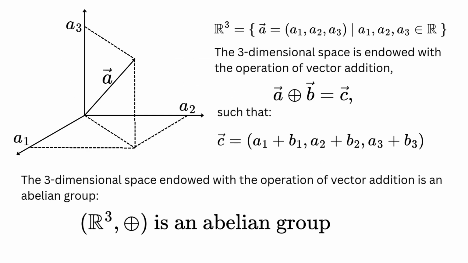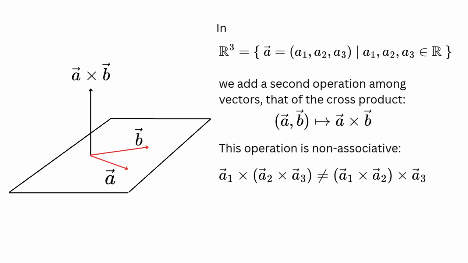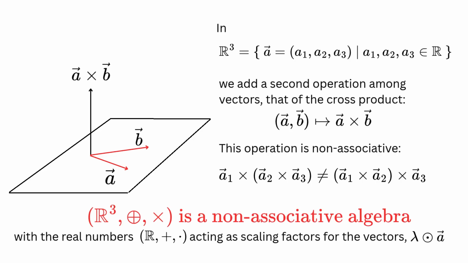The simplest algebra is the one we can build with R cubed, whose elements are the three-dimensional vectors. In this set, we have an addition which gives R cubed an abelian group structure. The elements of R cubed, the vectors, are multiplied by numbers which belong in the field of real numbers. As we will better explain in the follow-up video, the structure we have built up to this point is a vector space. To create an algebra, we add a second operation in R cubed, that of the cross product of two vectors. With this operation added, we have now an algebra. However, because the cross product is not associative, we call this algebra non-associative algebra.